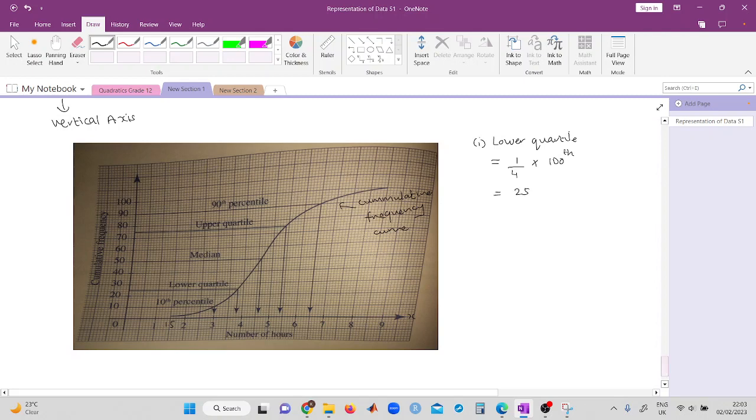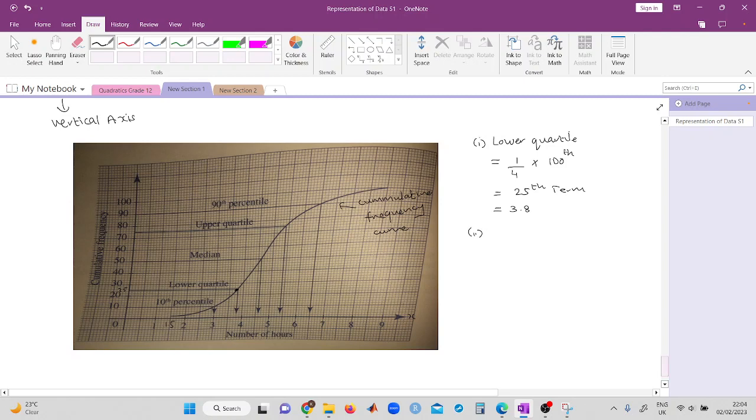Donc bien sûr, it will be in terms of term. Quand vous faites ça, vous avez le 25e terme. Nous rentrons dans la cumulative frequency à 25. Nous joignons notre curve: quand cumulative est 25, il y a un point sur la curve. It's at this point, et à ce point, il fait 3.8 quelque chose. So therefore, my lower quartile equals 3.8. This is for lower quartile.